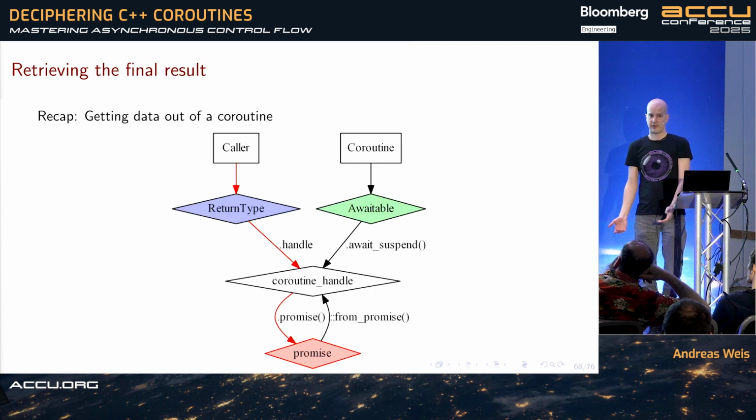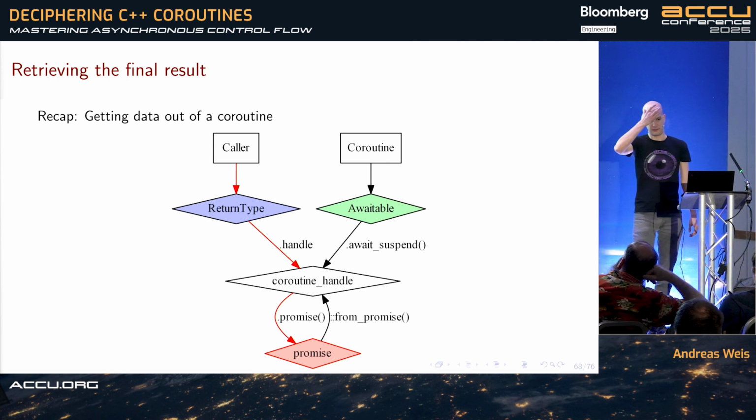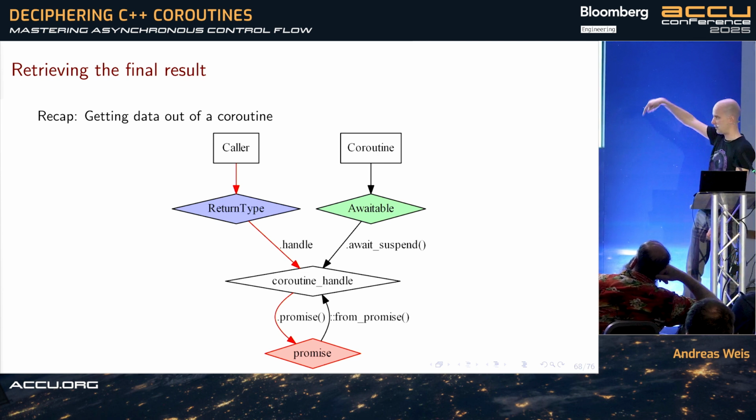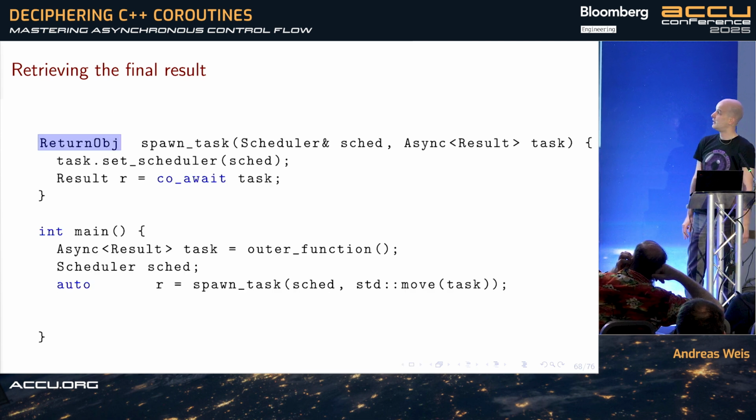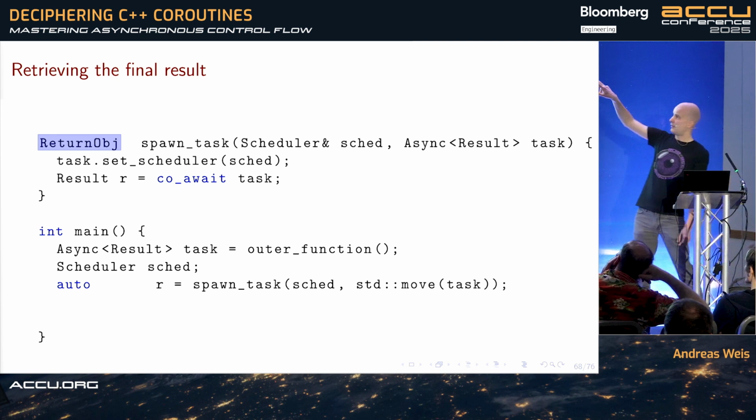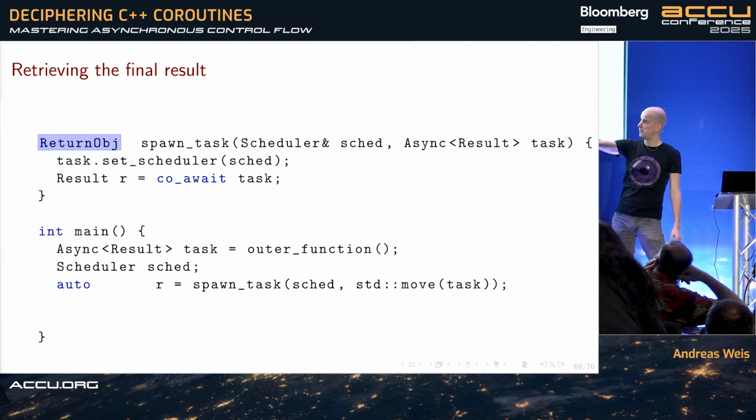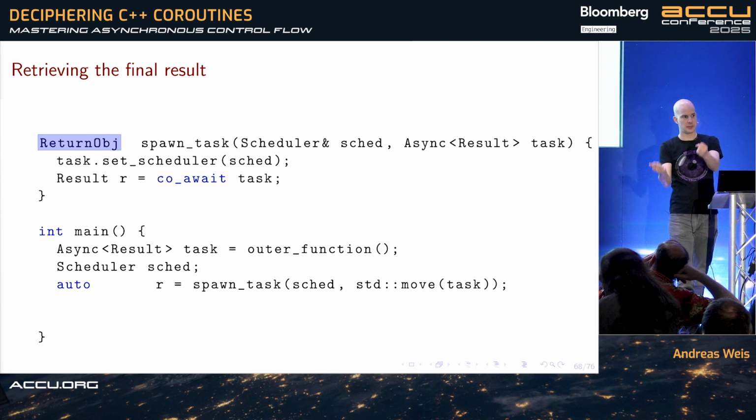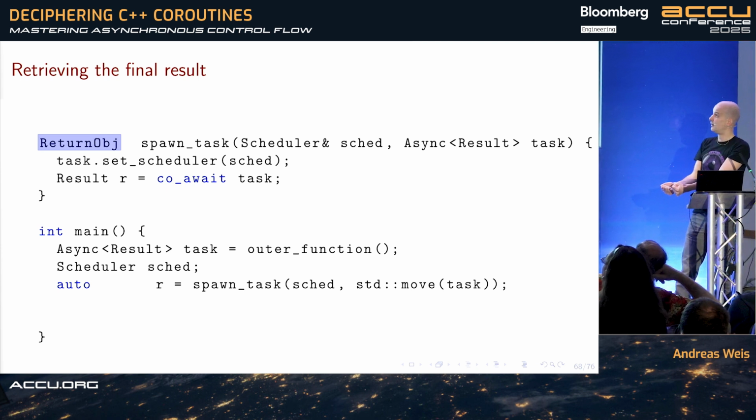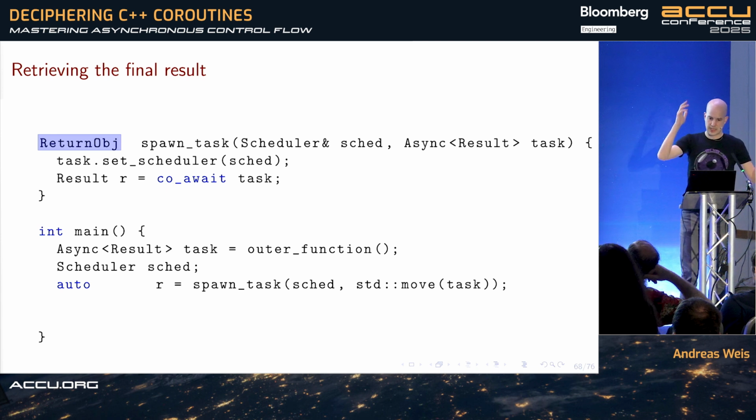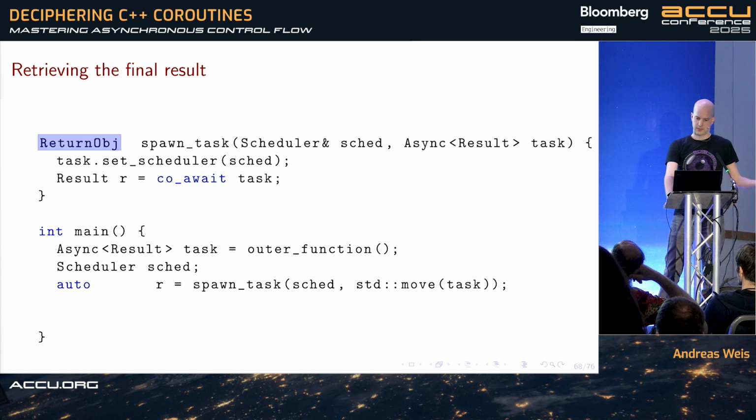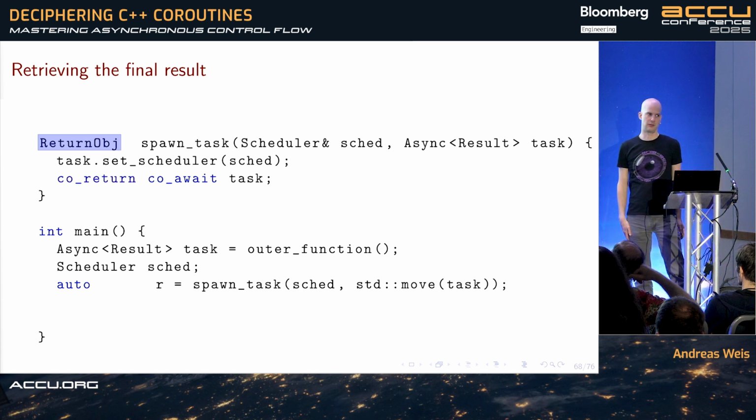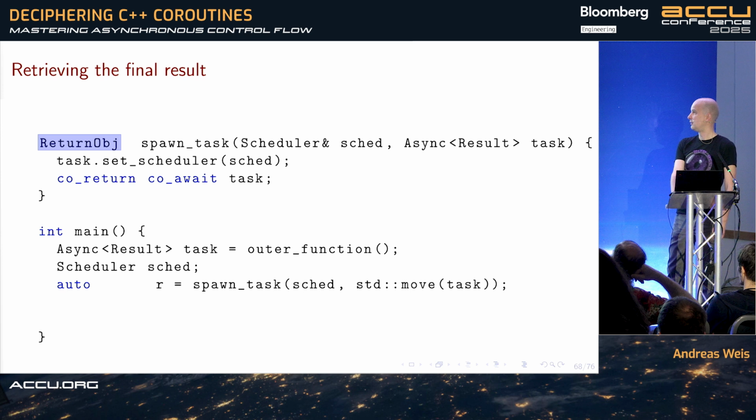This is the diagram from part one, right? How do you get data in and out of a coroutine? Well, you go through the promise, and these are the paths that lead to the promise. So what do we do here? The result of the co-await expression will be whatever result was wrapped in the async object returned by the inner function. So at that point, spawn task has the data, and now it just needs to store it in its promise so that main can get to it. The easiest way to do it is just to use co-return, and then in the implementation of the coroutine, you can store it in the promise.